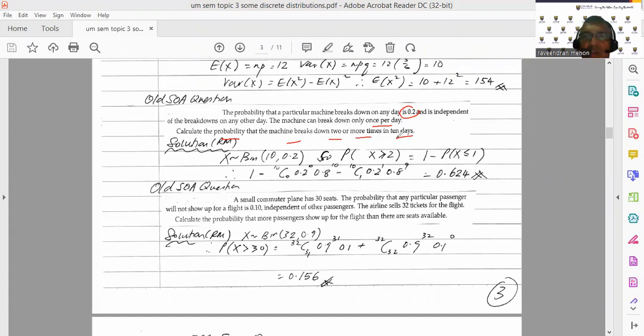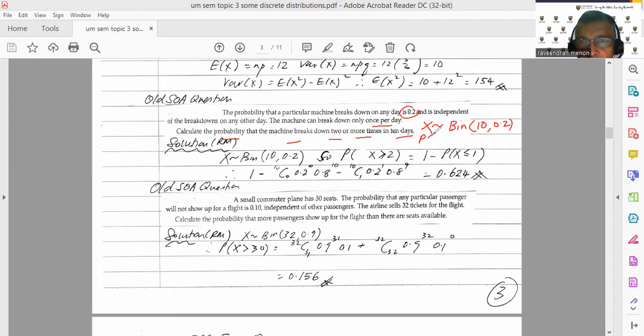So this one you sort out yourself. We'll just talk through it a little bit. We are looking at X, which is binomial. How many days are we talking about? 10 days, so n is 10. Remember, it can only break down once per day. What's the probability of breakdown? 0.2. We are asked to find breaks down 2 or more times.